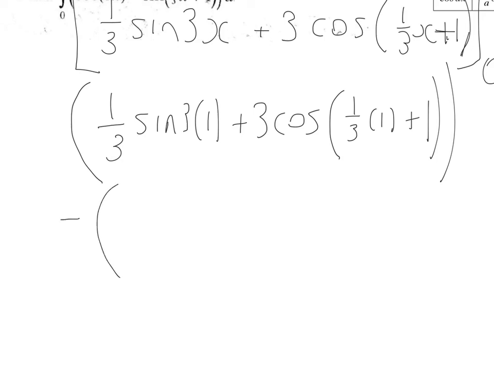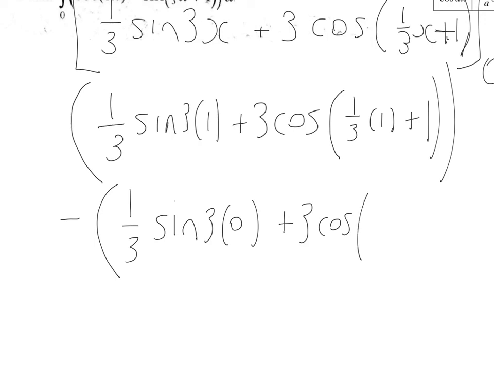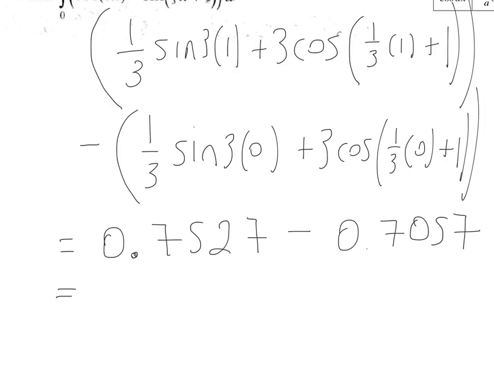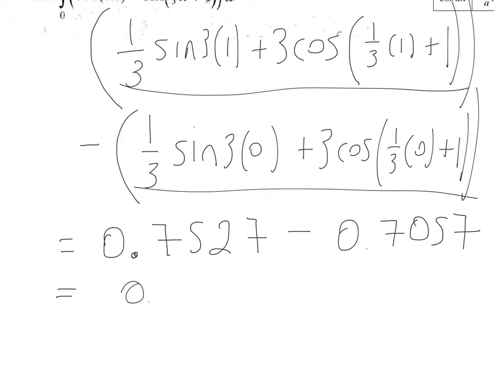minus 1/3 of sine 3 times 0 plus 3 cos 1/3 of 0 plus 1, close the bracket. If you take your time when entering this stuff into the calculator on radians mode, you'll get 0.527 for this bracket minus 0.7057 for that bracket, with the final answer of 0.047.